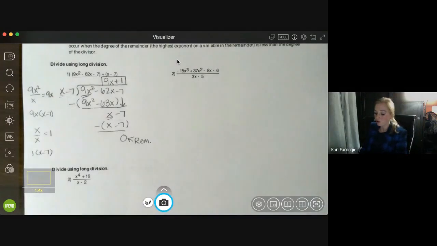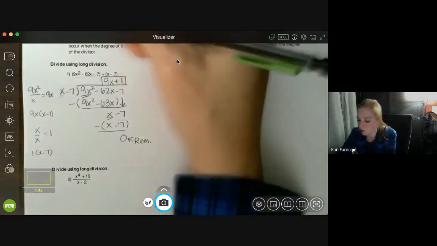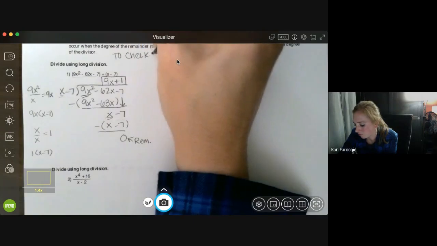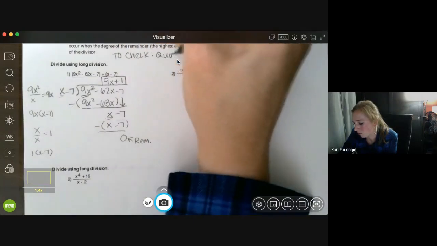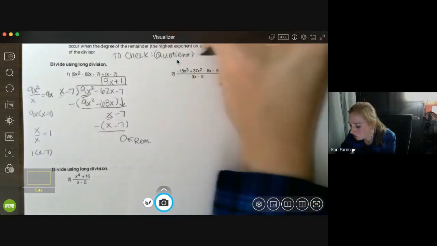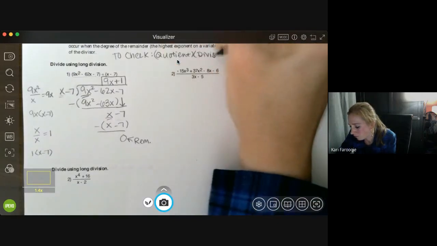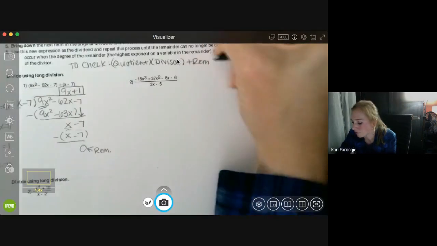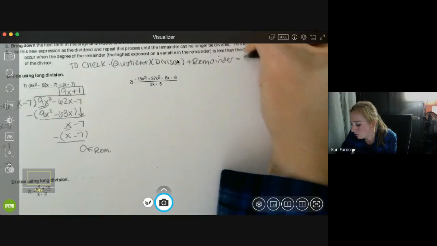Now you can always check this by multiplying your quotient times your divisor. So you're going to take your quotient times your divisor plus any remainder you have. In this case, you don't have one. And that will equal your dividend.